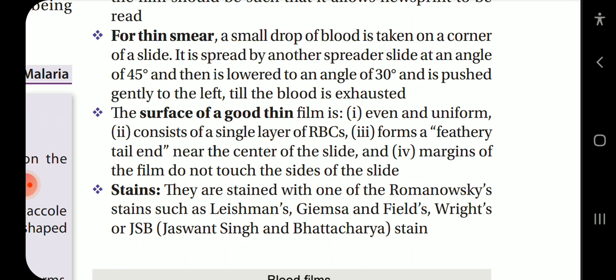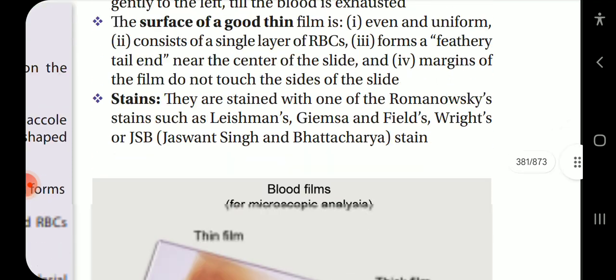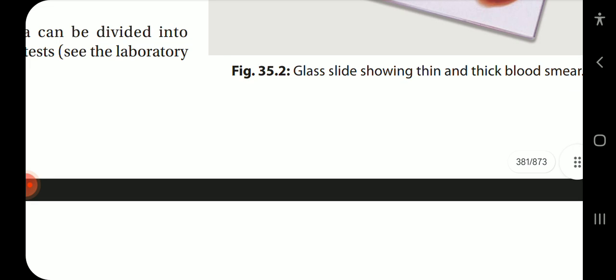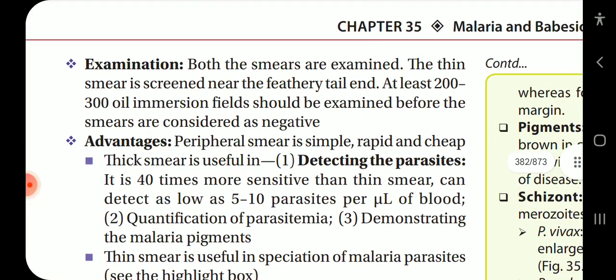Stains: they are stained with one of the Romanowsky stains such as Leishman, Giemsa, Field's, Wright's, or JSB, Jaswant Singh and Bhattacharya stain. So we can see the thin and thick films of the microscopic analysis. Examination: both the smears are examined. The thin smear is screened near the feathery tail end. At least 200 to 300 oil immersion fields should be examined before these smears are considered as negative.